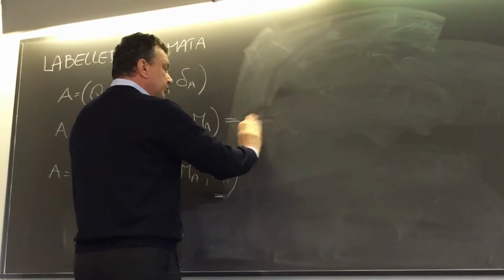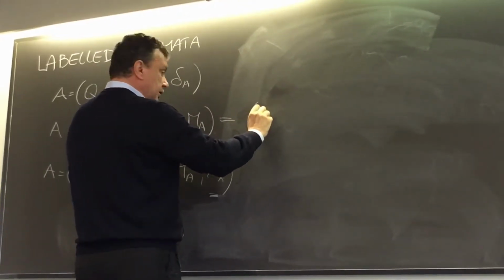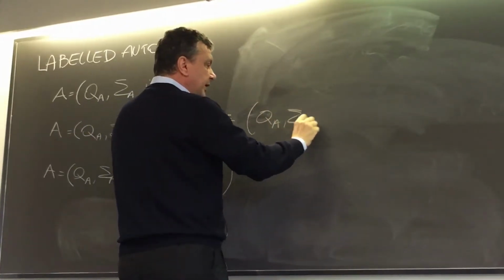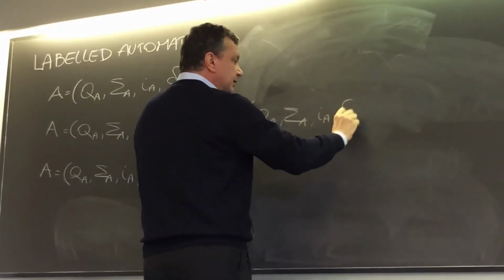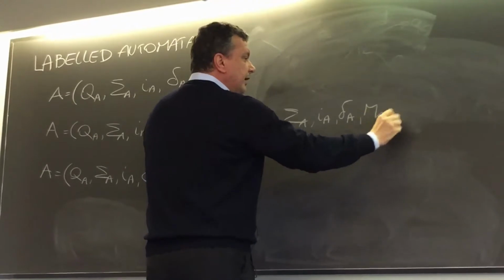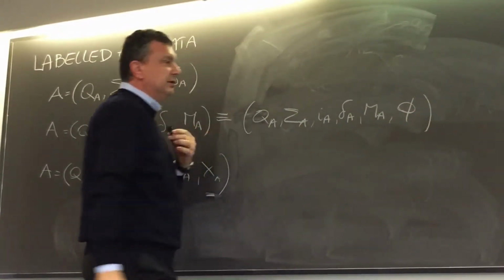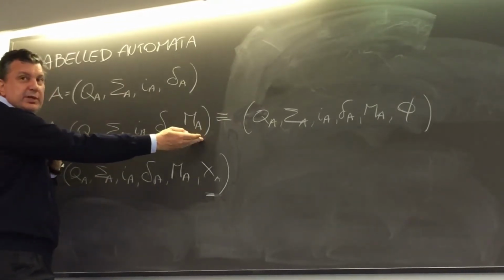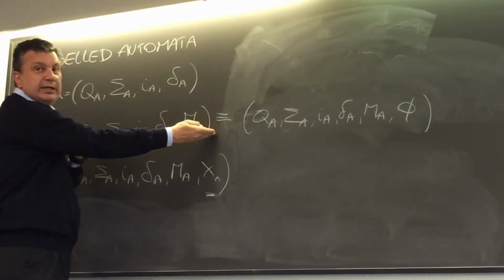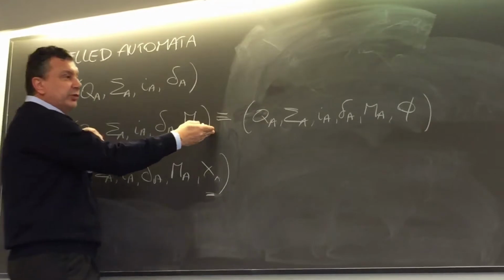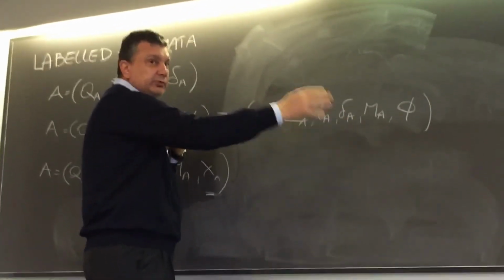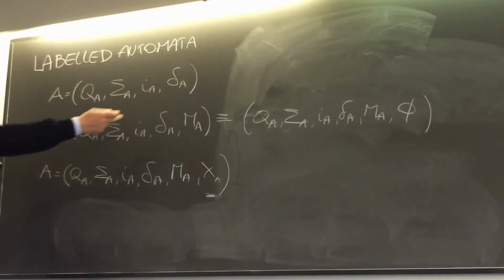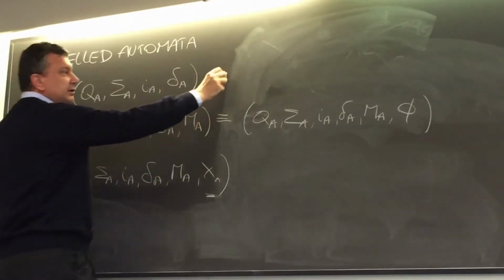So this can be regarded as an automaton Q_A, Sigma_A, I_A, Delta_A, M_A, and the empty set. If I give you just 5 elements, it means I have no desire to forbid anything. So I can formulate it as a forbidden automaton with no forbidden states. That's it.